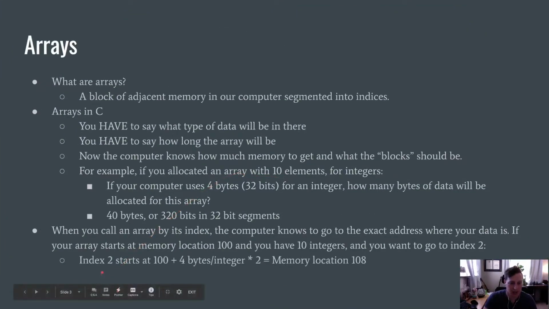Mathematically, if we want to write this out, index 2 starts at 100 plus 4 bytes per integer times 2. Index 2 is the third element in our array, but to get to the beginning of it, we have to traverse 0 and 1. So that's why we multiply 4 by 2, and we get the starting memory location of index 2 at 108.